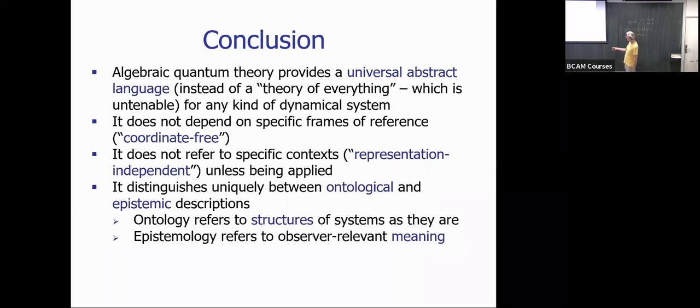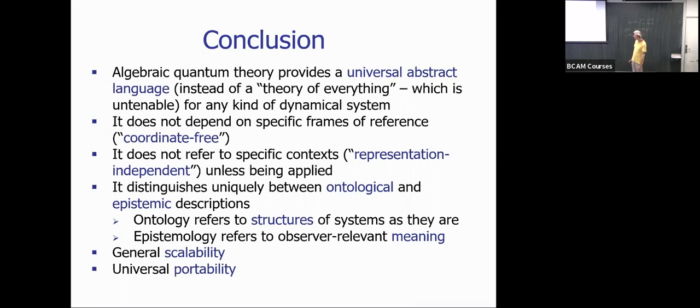And as I said, it distinguishes uniquely between ontological and epistemic descriptions. Ontology refers to the structure of the system as it is, and epistemology refers to the meaning of the system insofar as it is relevant for an observer. And some further properties, of course, they are generally scalable and universally portable. And that's the conclusion of my lecture.